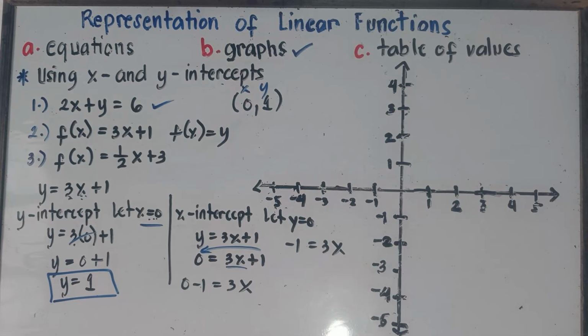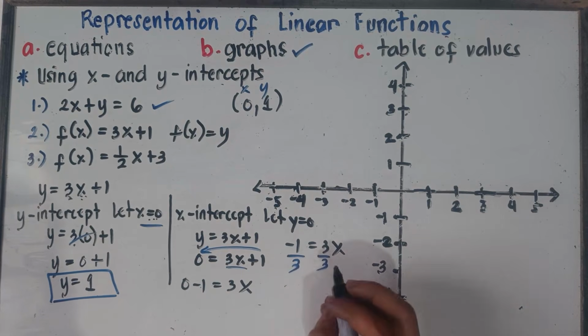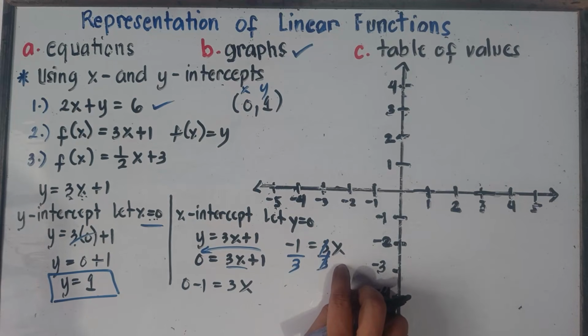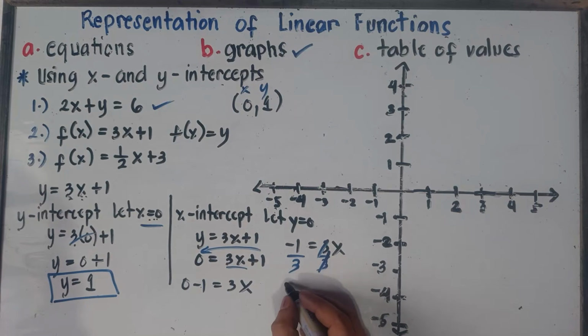And then to get the value of x, simply divide both sides by 3. Divide by 3, divide by 3. So you can cancel this out and the remaining expression will be only x. So therefore, this will be negative 1 over 3 equals x. Or we can write this one, x equals negative 1 over 3.